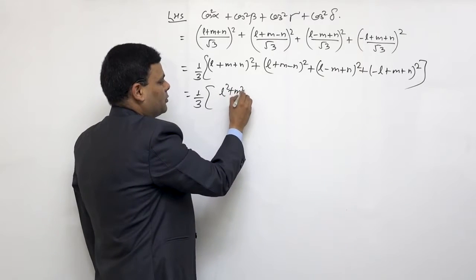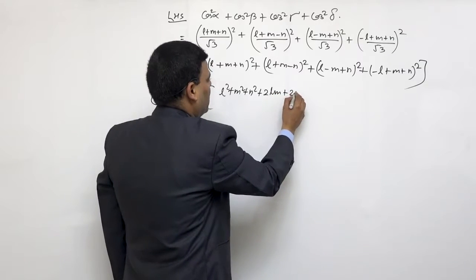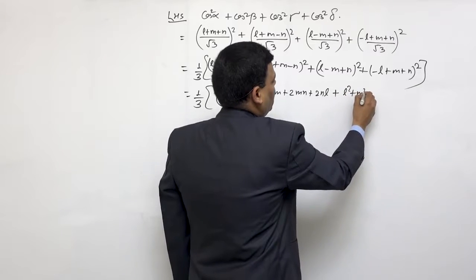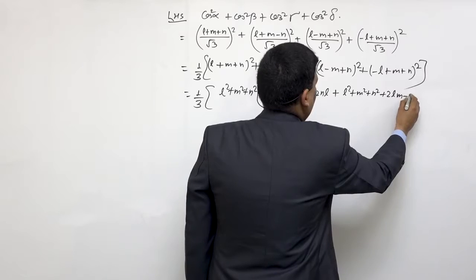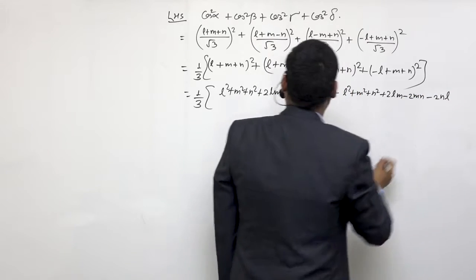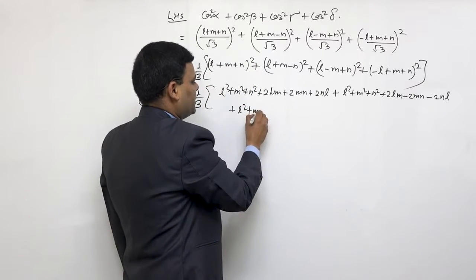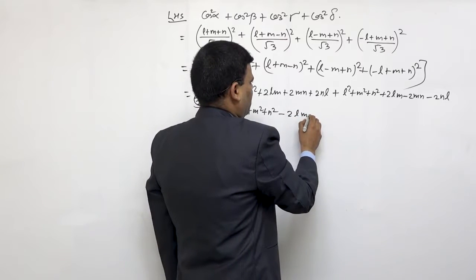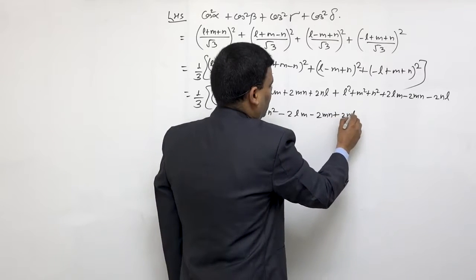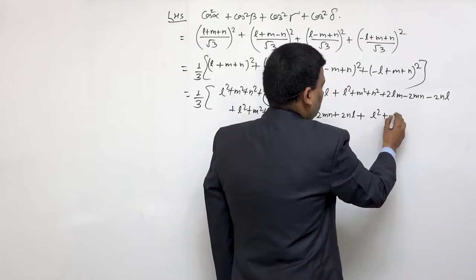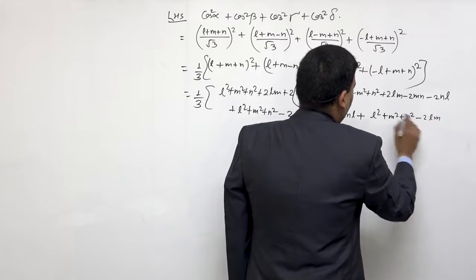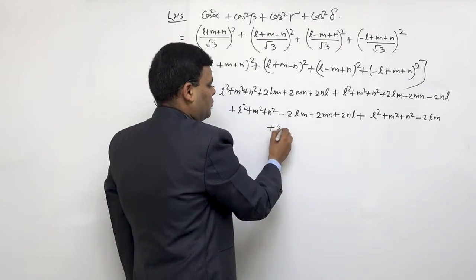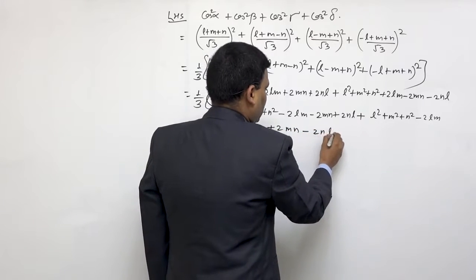This equals 1/3 whole, square खोला अब. L square plus M square plus N square plus 2LM plus 2MN plus 2NL, फर्स्ट को सक्यो. सेकेन्ड L square plus M square plus N square plus 2LM minus 2MN minus 2NL, plus L square plus M square plus N square, थर्ड को minus 2LM minus 2MN plus 2NL, plus L square plus M square plus N square minus 2LM plus 2MN minus 2NL.